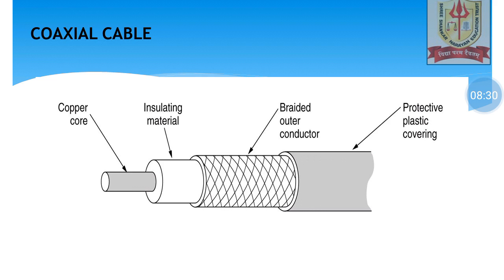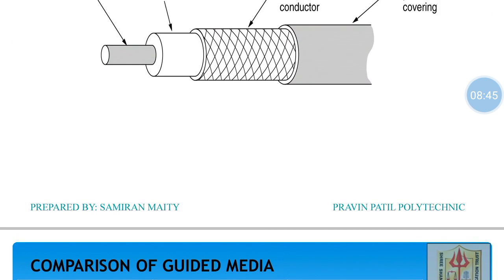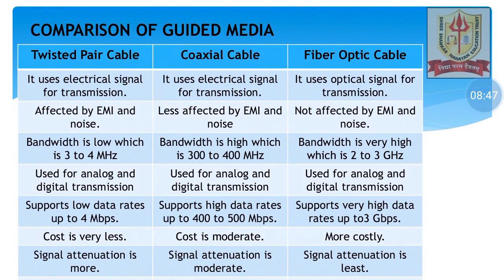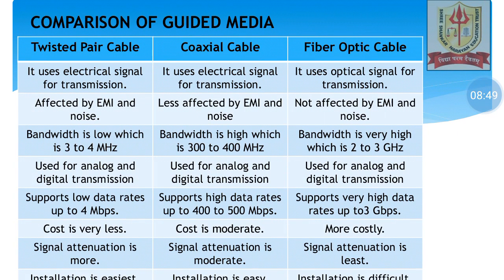Again, in case they are asking you to explain features of coaxial cable or write a short note on coaxial cable, then you are supposed to draw this diagram and write 4 to 5 features from the difference that is coming ahead. Fine. So this is it regarding a comparison of guided media, right? So in case they are asking you to write a short note on coaxial cable, you are supposed to write these 4 to 5 points and draw the diagram. I hope the point is clear.